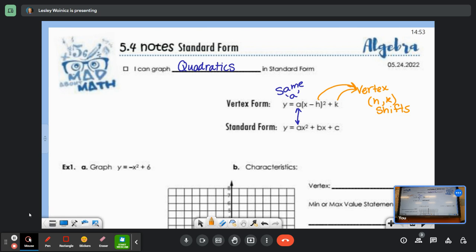So when it comes to finding our vertex so that we can plot our vertex and then do our graphing pattern, we're going to have to do a little bit of detective work to find the H and K.